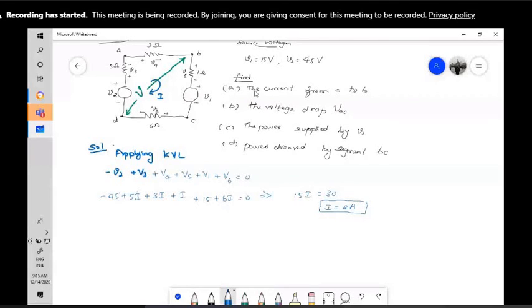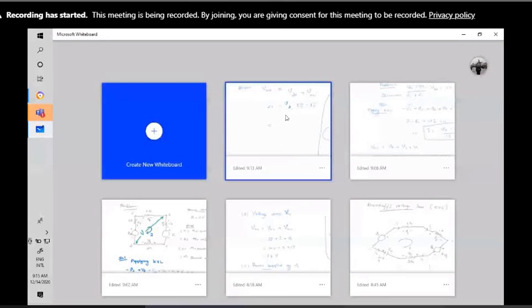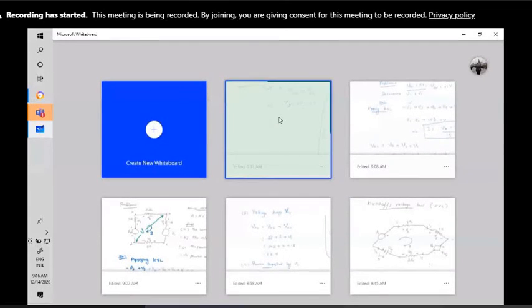If the question says that you have to find VBD, now for this VBD, you can also write this equation from the voltage drop from B to C and from C to D. Again, it is going to be the same only. Now I'll go back to where I stopped.